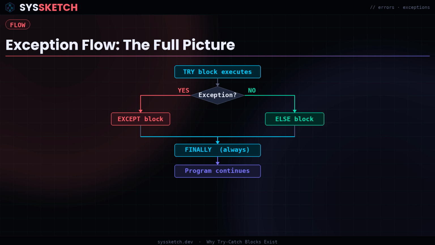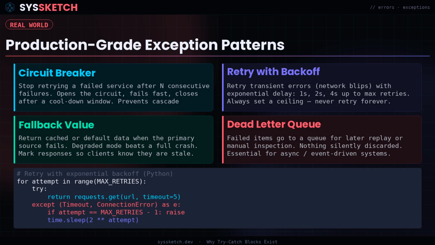The flow through a try except block is deterministic once you see it diagrammed. The try block executes first. If an exception is raised, execution jumps immediately to the matching except block. If no exception is raised, execution flows into the optional else block. After either the except or the else block finishes, execution always enters the finally block. From there, if the exception was not handled, it continues propagating. If it was handled, the program resumes normally after the entire try structure. Understanding this flow is what separates writing code that happens to work in the happy path from writing code that handles the real world.